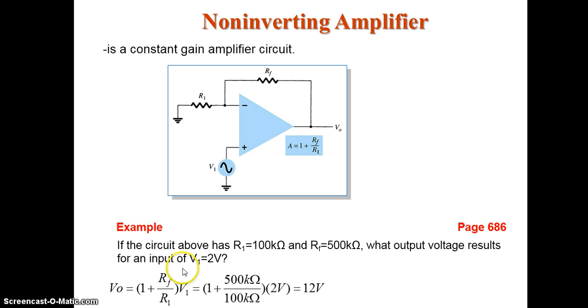And here we can see an example problem. In this circuit, R1 is given, RF is given, and we need the output voltage for an input of 2 volts. The input is applied to the non-inverting terminal, so it is clear that it's a non-inverting amplifier. For getting the output voltage, you need to apply the equation for the gain of a non-inverting amplifier. That means Vout is equal to 1 plus RF by R1 into V1. Substituting the values, we get this answer.